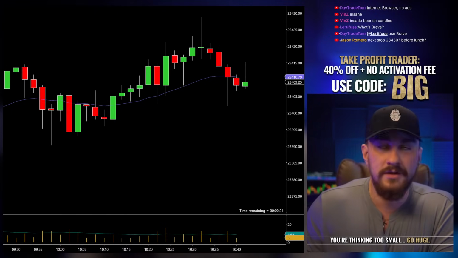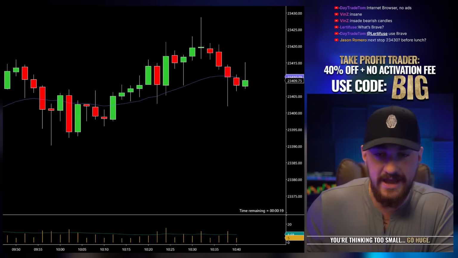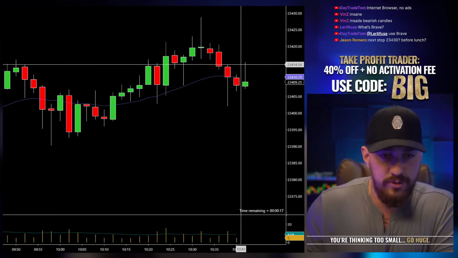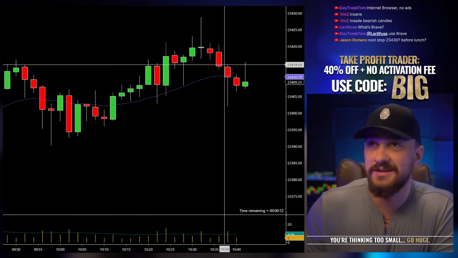Let's see here. Again, I want to see, we got 18 seconds. I want to see a nice strong bull bar closing up here. Ideally, honestly, above this wick. I don't think we're going to get that, are we here? Bear's wicking this baby right back down.